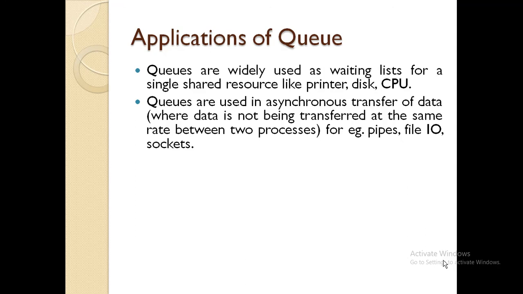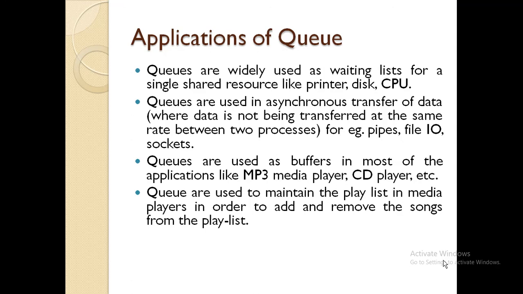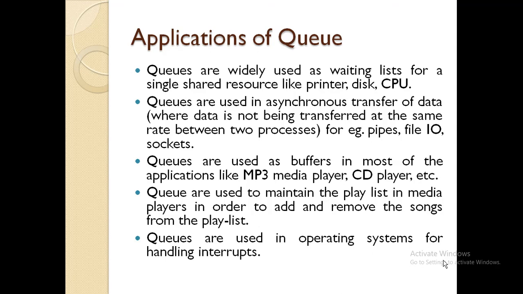Queue is also used in asynchronous transfer of data, where the data is not being transferred at the same rate between two processes, for example pipes, file IO, sockets. Queue is also used to maintain the playlist in desktop applications or in any application. For example, if you are maintaining a playlist of audio tracks, the track which you have inserted first will be played first. Queue is also used in operating systems for handling interrupts.